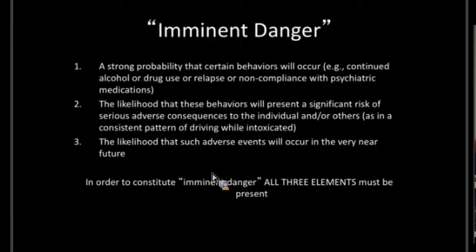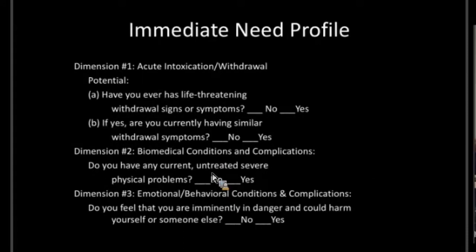And some red flags that they note throughout are imminent danger and imminent need. So how do we define those? Imminent danger would be defined here as a strong probability that certain behaviors will occur. So we are confident that this person will continue to use drugs, relapse, or have non-compliance with something. So it's extremely likely that it's going to occur. The likelihood that it will be problematic for them, that it presents significant risk of adverse consequences, is high. And then that likelihood is occurring in the short term. So it's very likely to occur. So if all 3 of those things are happening, we have imminent danger. That's how they define that.